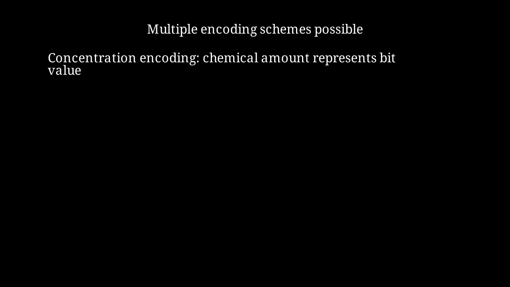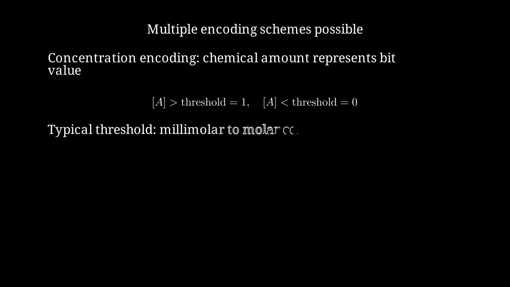How do we actually encode information in chemical droplets? There are multiple ways to encode information in chemical systems, each with advantages. Concentration encoding uses the amount of a chemical to represent information, like high concentration equals 1, low equals 0. If the concentration of A exceeds a threshold, we call it 1. Below the threshold, we call it 0. Typical thresholds range from millimolar to molar concentrations, depending on the specific chemistry.